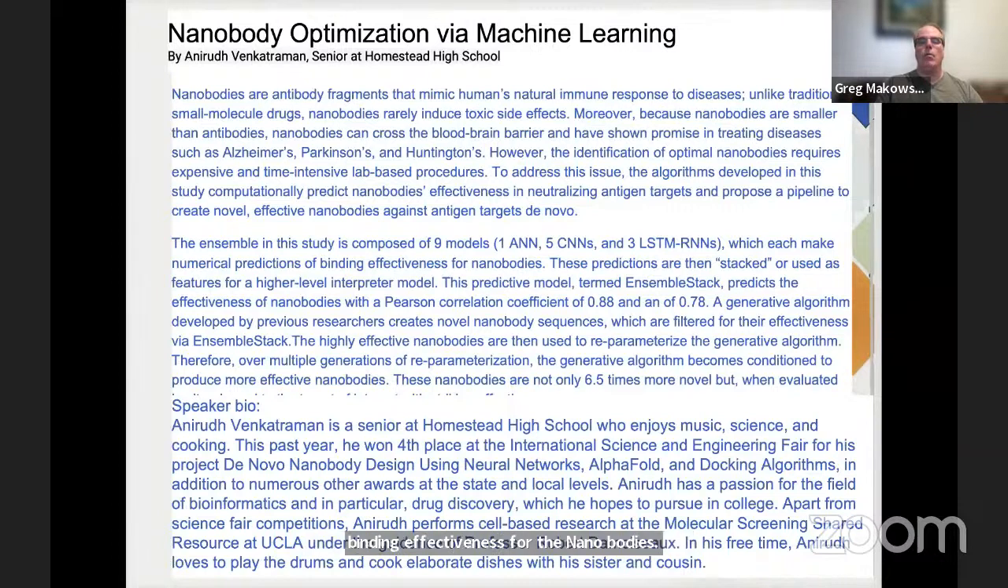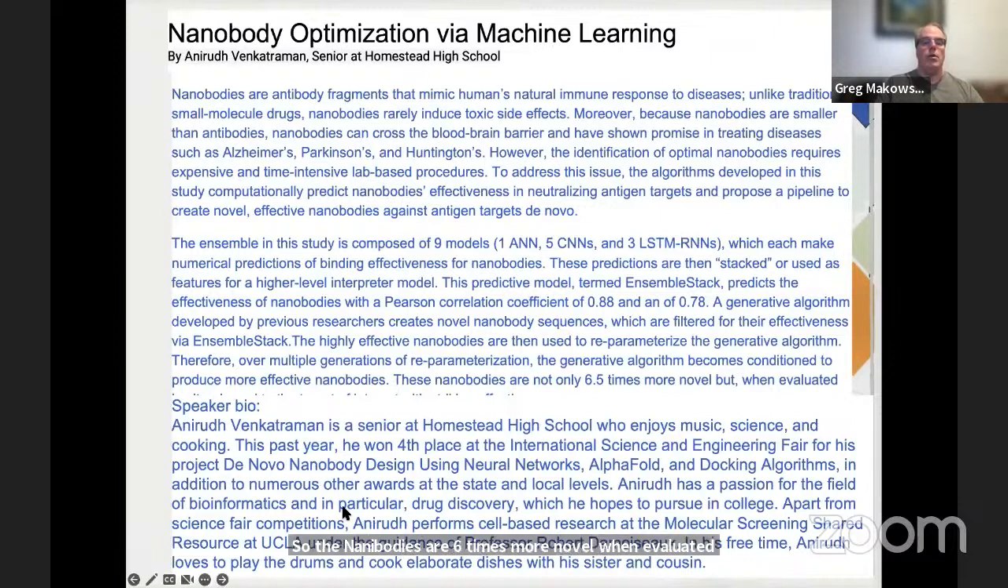The predictions are then stacked or used as features for a higher level interpreter model. The predictive model, termed EnsembleStack, predicts the effectiveness of nanobodies with a Pearson correlation of 88 and of 78. A generative algorithm developed by the previous researchers creates the novel nanobody sequences, which are then filtered for their effectiveness via the EnsembleStack. The highly effective nanobodies are then used to re-parameterize the generative algorithm. Therefore, through multiple generations of re-parameterization, the generative algorithm becomes conditioned to produce more effective nanobodies. So the nanobodies are 6 times more novel when evaluated.